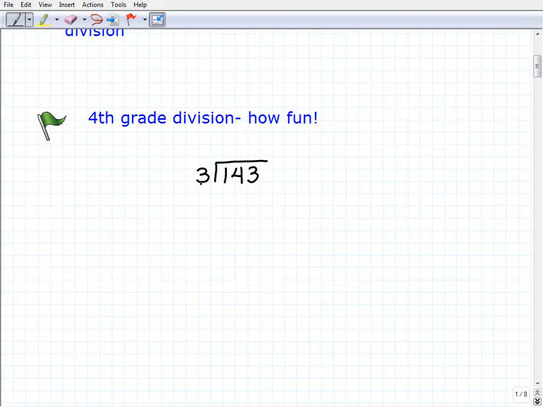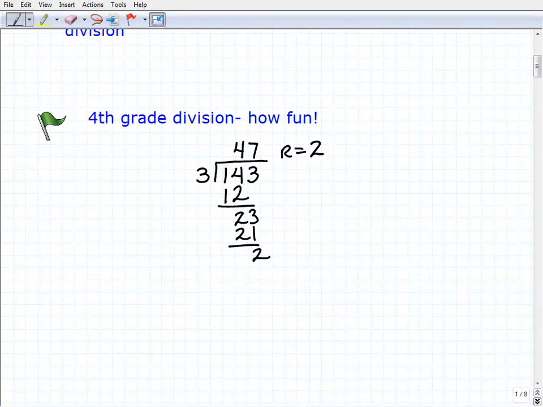You'd say, okay, 3 can't go into 1, but 3 can go into 14. Let's see here, 4 times. So 4 times 3 is 12, and we'll subtract 12 from 14. And that will be 2. 3 can't go into 2, but we drop this 3 down. 3 can go into 23. Let's see here, 7 times 3 is 21. And then we have a remainder of 2.